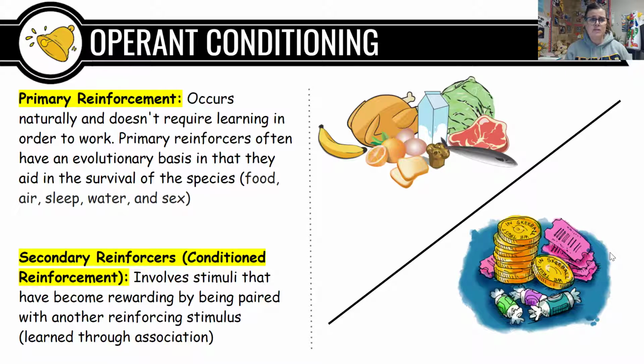Secondary reinforcement or reinforcers are very often conditioned reinforcers, and they involve stimuli that have become rewarding by being paired with something else. Okay, we have learned that if we go to the movie that we will get some candy, and we have been conditioned to think that that's what happens every time we go to the movie, and in a sense that is a secondary reinforcer.